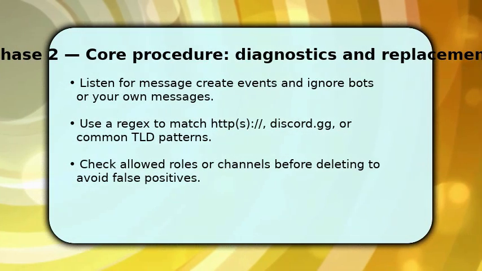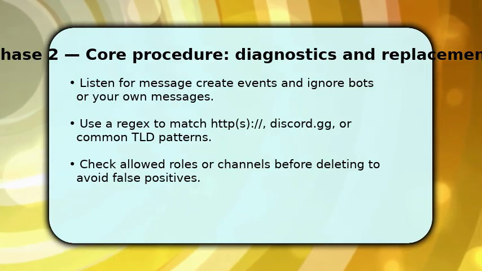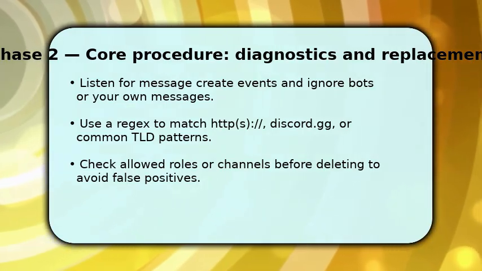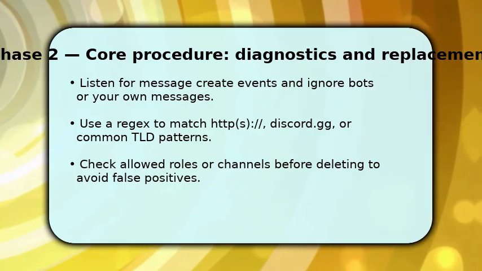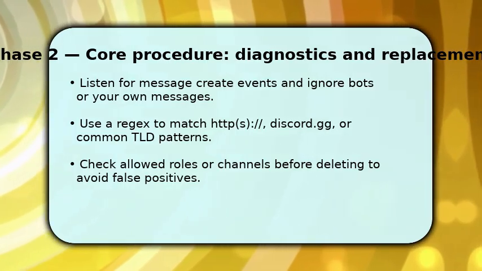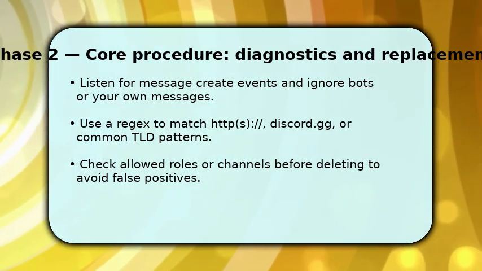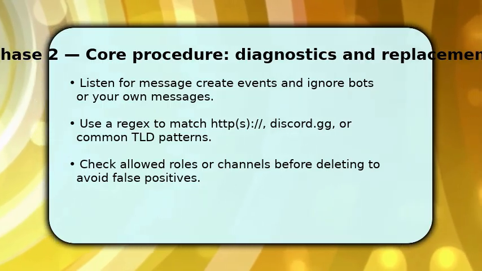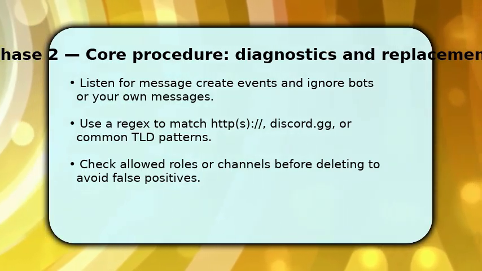You implement a message listener that triggers on each new message. Make sure to return early for bot accounts and permitted roles. Then apply a robust regex, capturing https://www, discord.gg, and common TLDs to detect links.